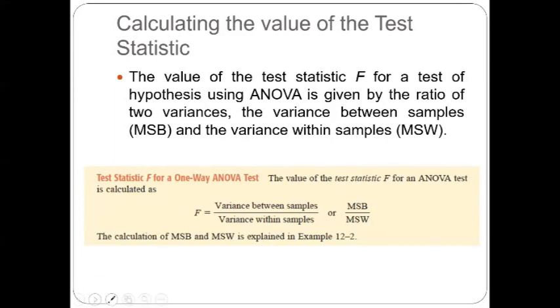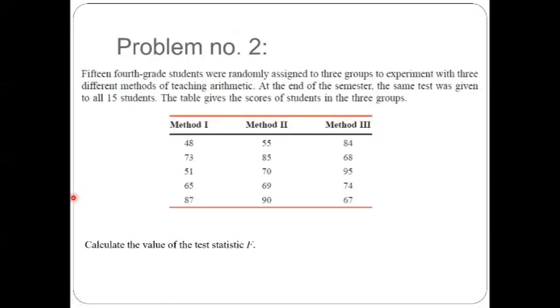And next natin is, ito na yung sa problem natin, kung paano natin siya gagamitin. Basahin muna natin yung problem number 2 natin. For the problem number 2, we have 15 fourth grade students were randomly assigned to 3 groups to experiment with 3 different methods for teaching arithmetic. At the end of the semester, the same test was given to all 15 students. The table gives the scores of students in 3 groups.